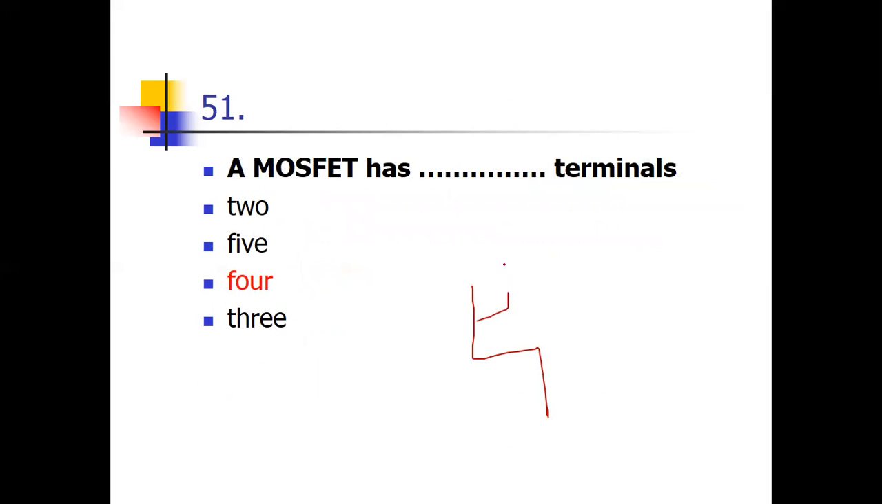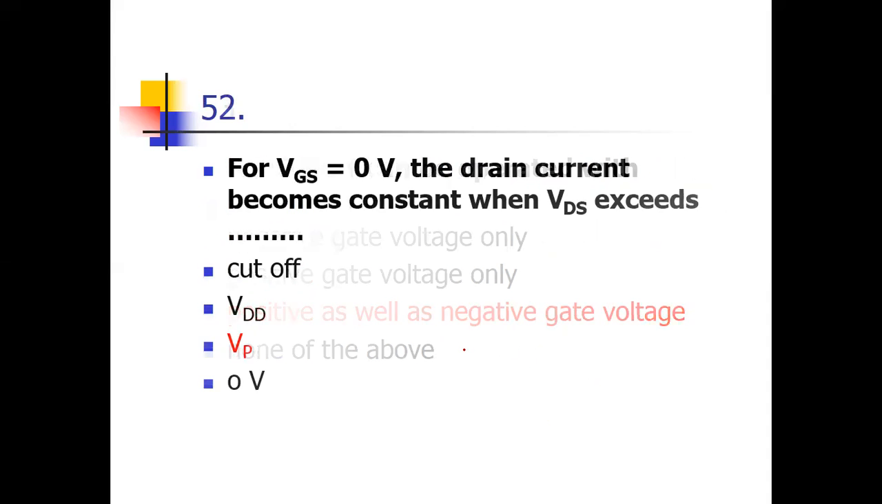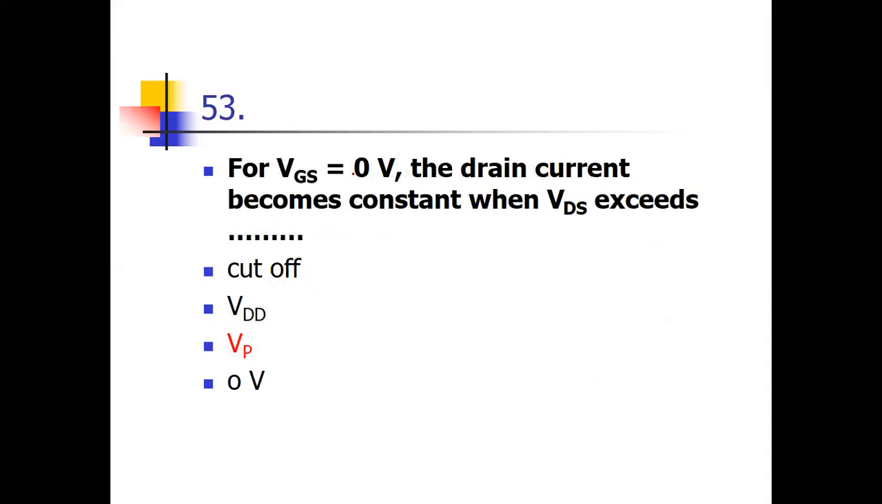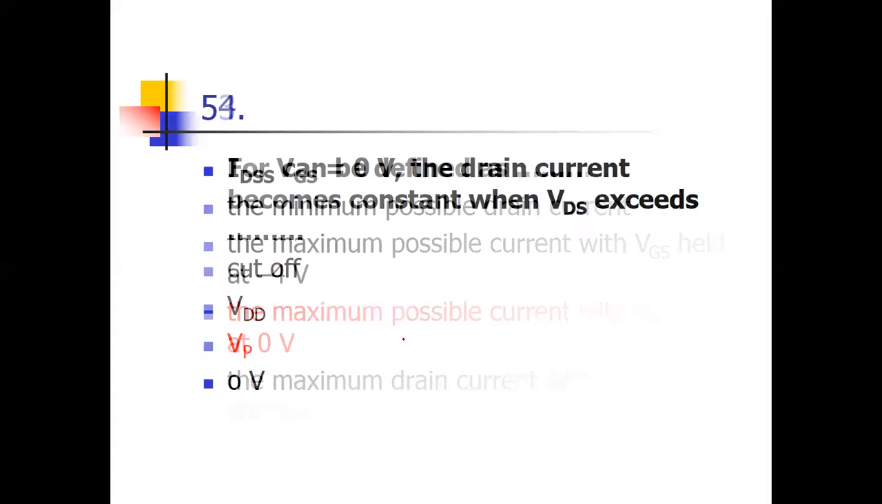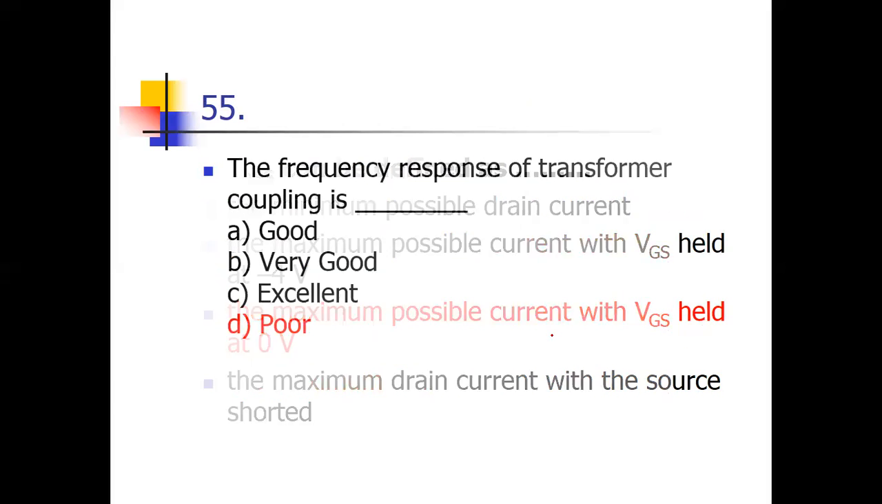MOSFET has how many terminals? 4. Drain, gate, source, and body terminal. MOSFET can be operated with both positive or negative gate voltage. If VGS is 0, it means we are not applying anything at the gate, and drain current is constant when the voltage reaches the pinch-off voltage. IDSS is your maximum drain current, at the time when VGS is 0 volt.